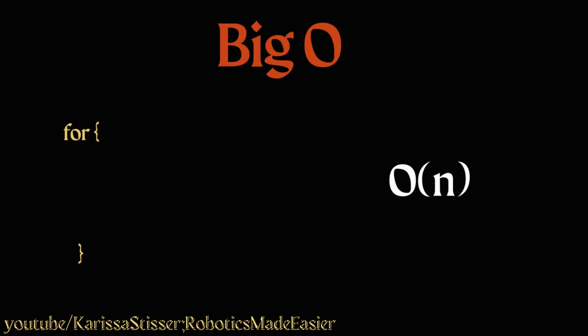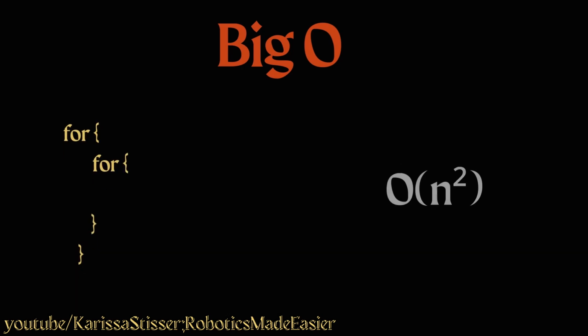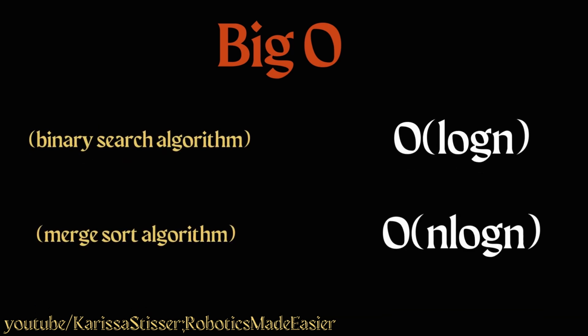A for loop, when looping through every item, is O of n. A nested for loop is O of n squared, as it loops through every item n times n times. Binary search is O of log n, as it eliminates half of the elements to loop through each time. And an algorithm like merge sort is O of n log n, as it has a divide and conquer approach. This would take forever to figure out.